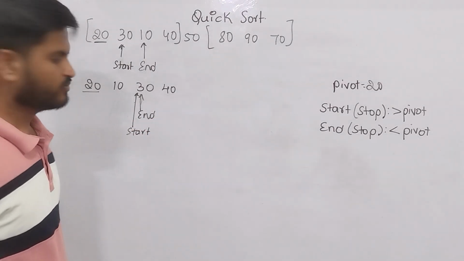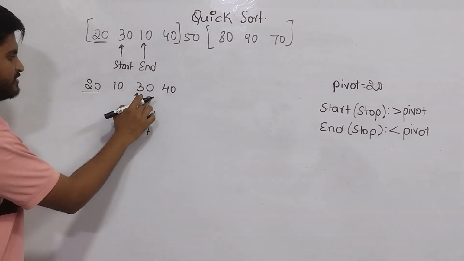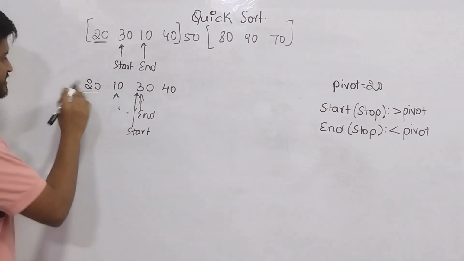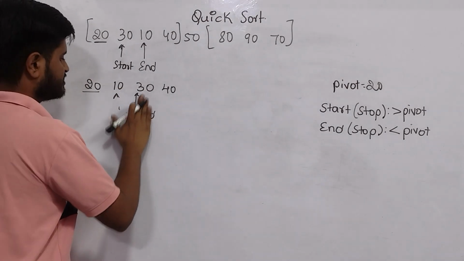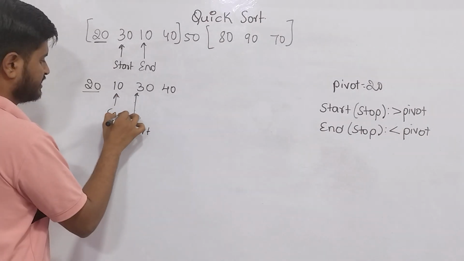So when the value is less than the pivot value. So the pivot value is 20. 30 is not less than 20, so I will move to the left side. 10 is less than 20, so I will stop the arrow here. Now I got the new end value, that is 10.